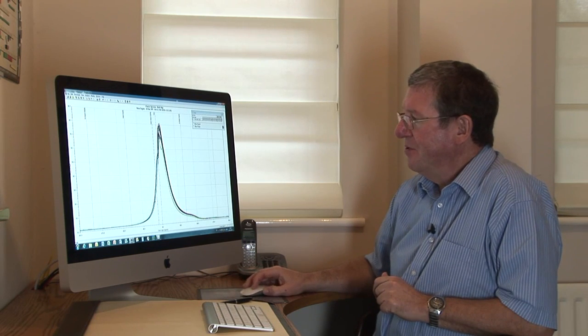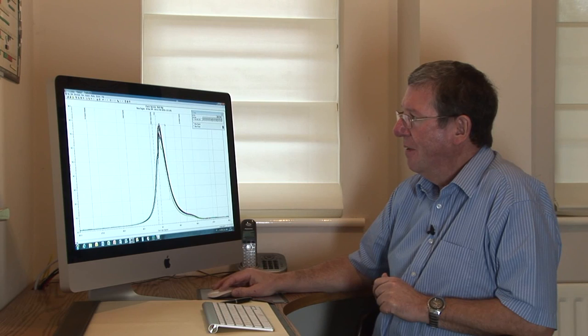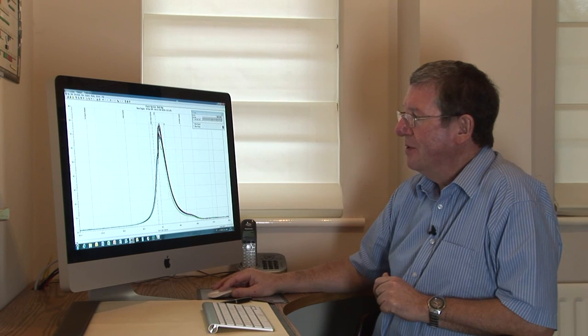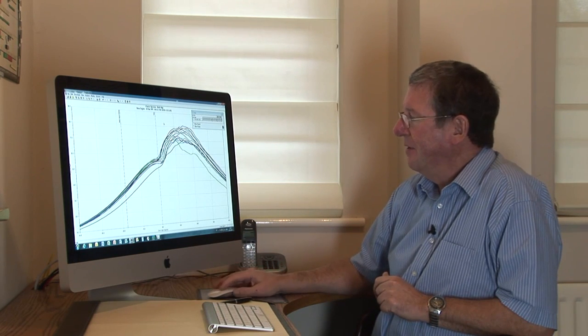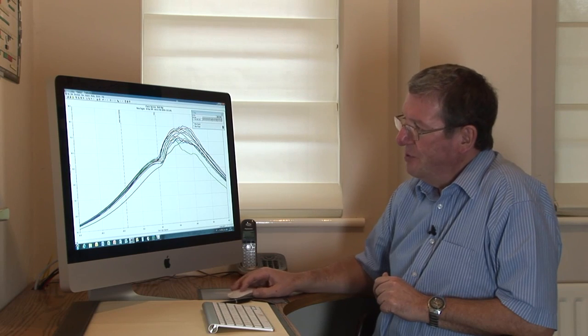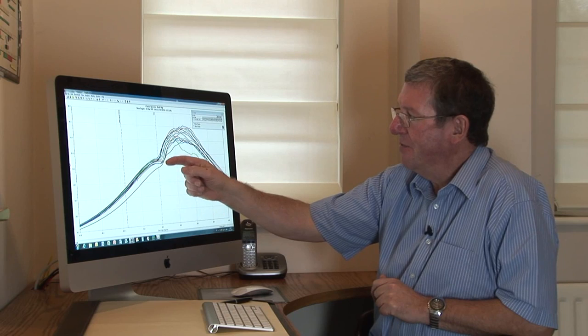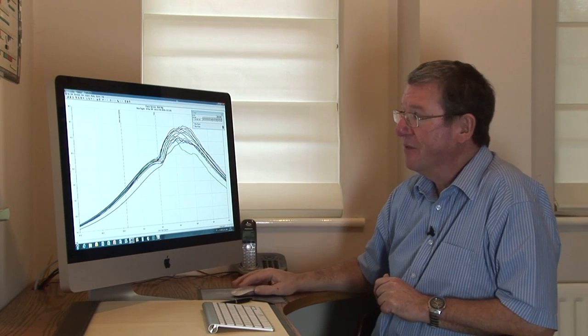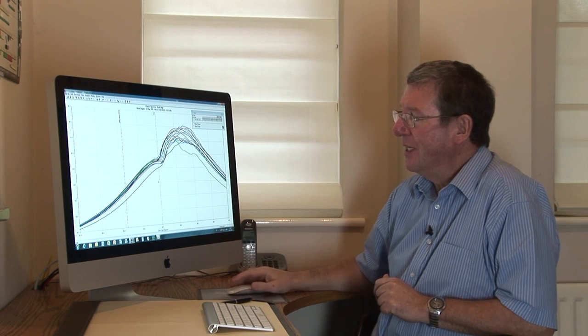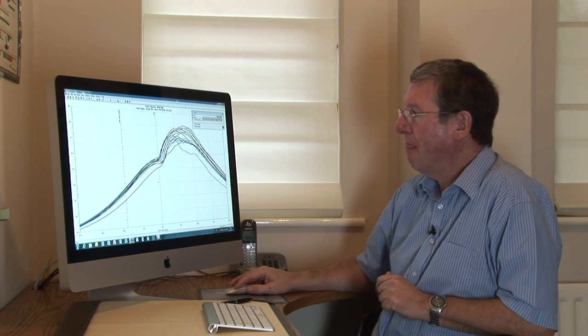The next step is to zoom in, which I do with a click and drag box, and this zoom shows me the end of the compression phase, the ignition phase, spread of flame, and the start of the expansion phase. And this is where all the analysis is really undertaken.